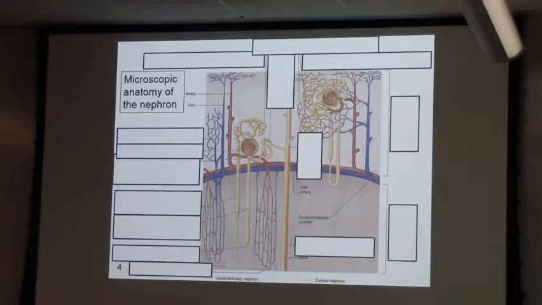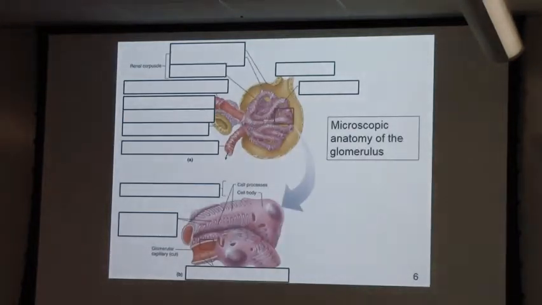What else? Okay, look, what is this? Somebody just shout it out. A branch of the renal artery. And what is this? Afferent arteriole. Afferent. And what is this? Efferent arteriole. Same thing over here. Afferent arteriole, efferent arteriole, juxtaglomerular apparatus. Okay, so you know the answers?